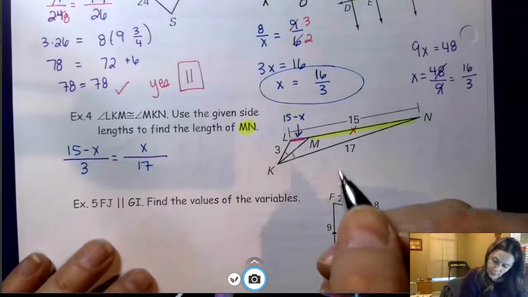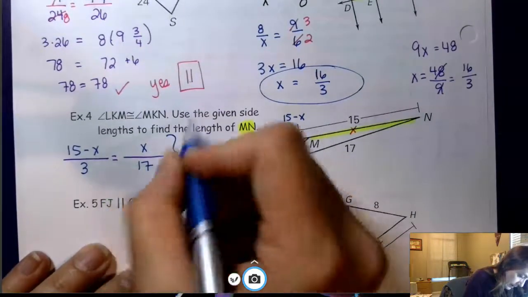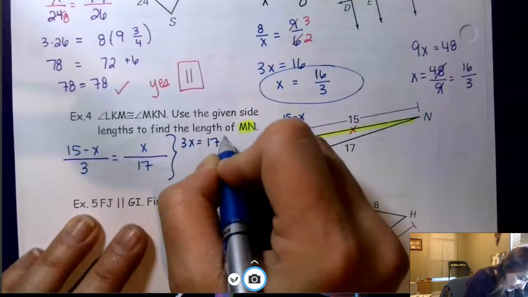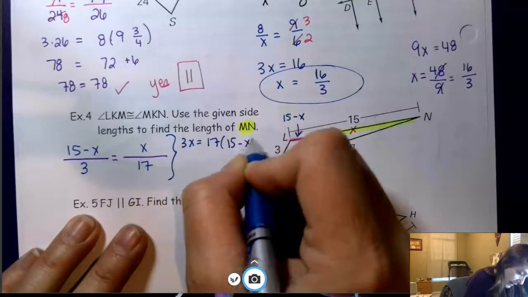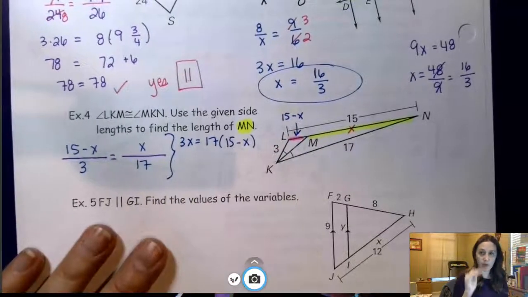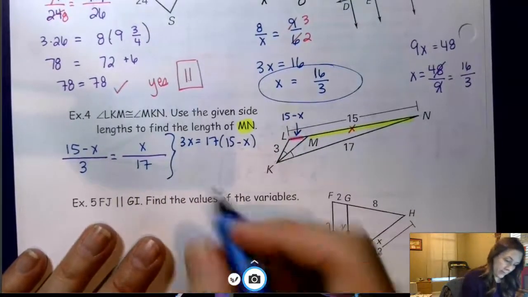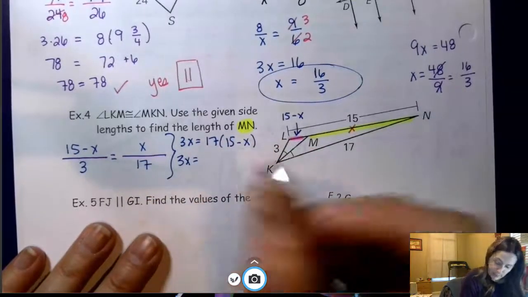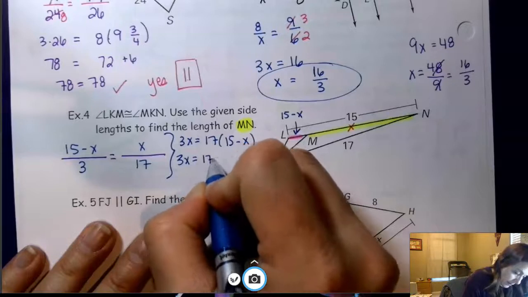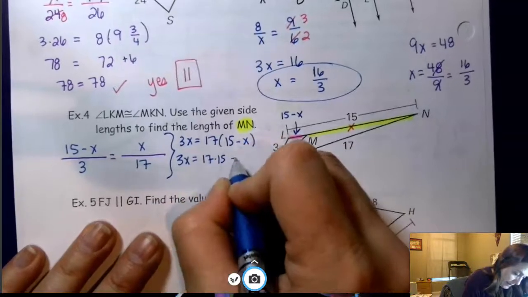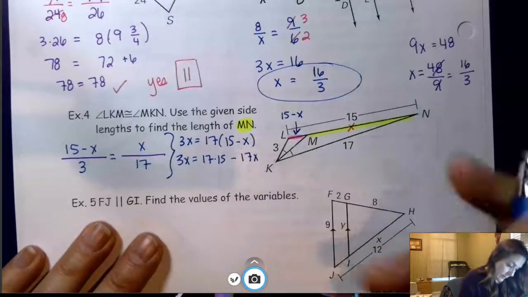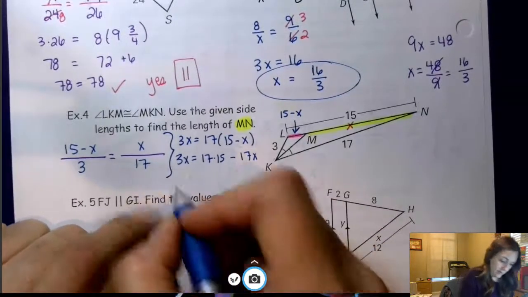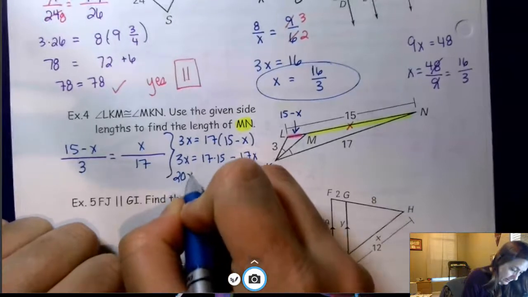I'm going to cross multiply and end up with 3x equals 17 times (15 minus x). Again, you guys should pause as we go, see if you can work them out. 3x equals 17 times 15, minus 17x. Well, that's a negative, so I'm going to add it over here, which is really nice because then my variables are going to be positive.